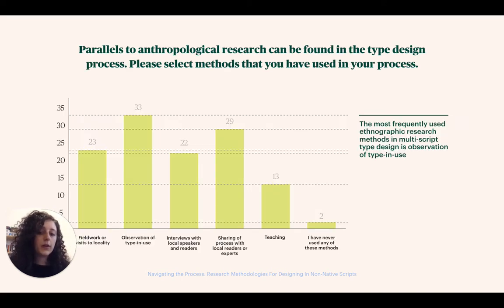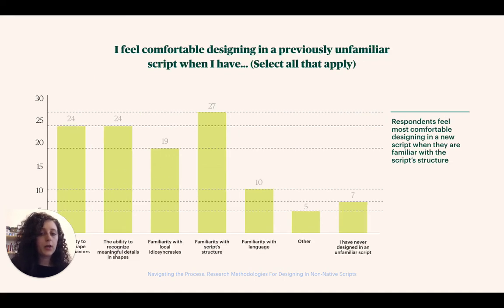The most frequently used ethnographic research method within the survey respondents is observation of type in use, followed by sharing of process with local readers or experts, and then field work or visits to locality. Respondents also feel the most comfortable designing in a new script once they're familiar with the script structure, and also when they have the ability to define shape group behaviors and the ability to recognize meaningful details in shapes.